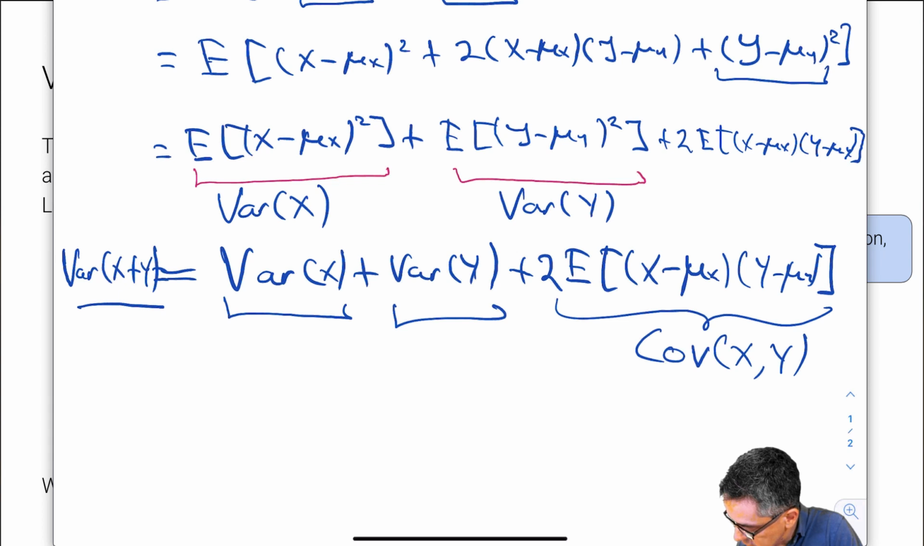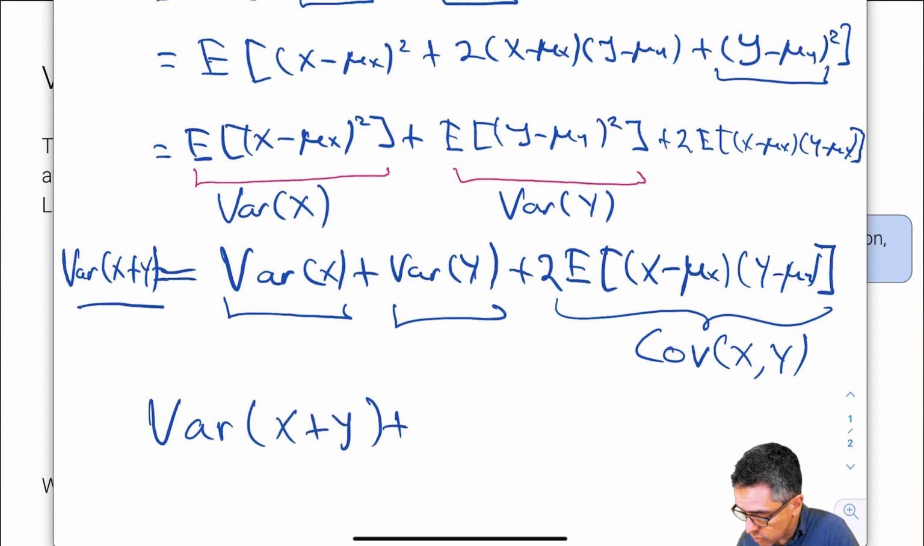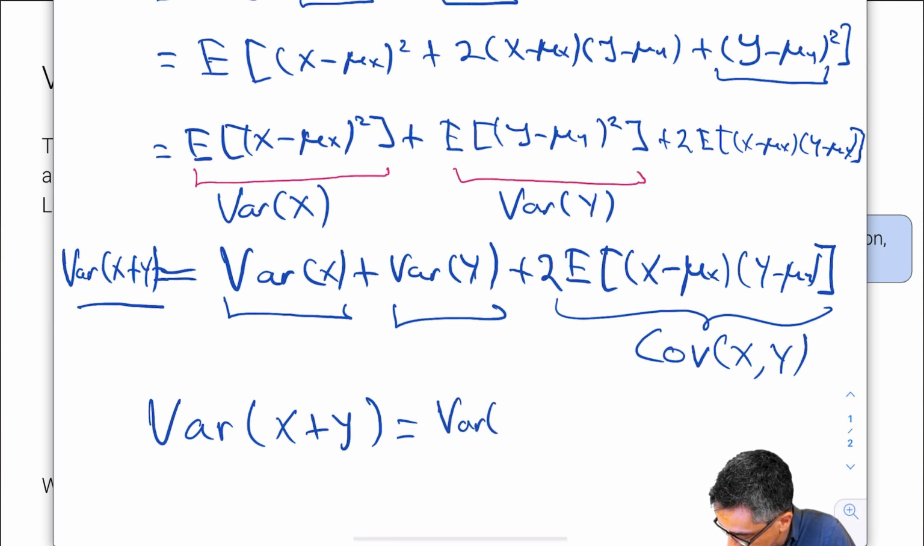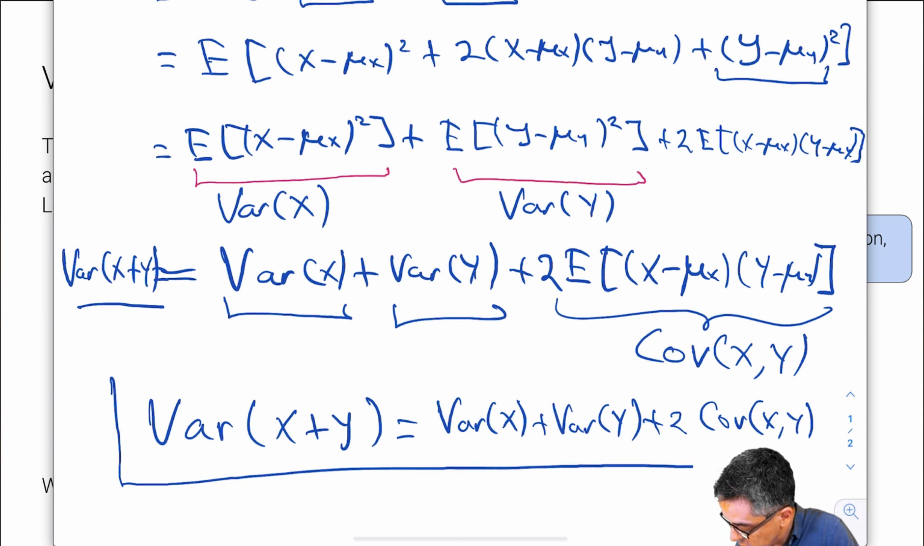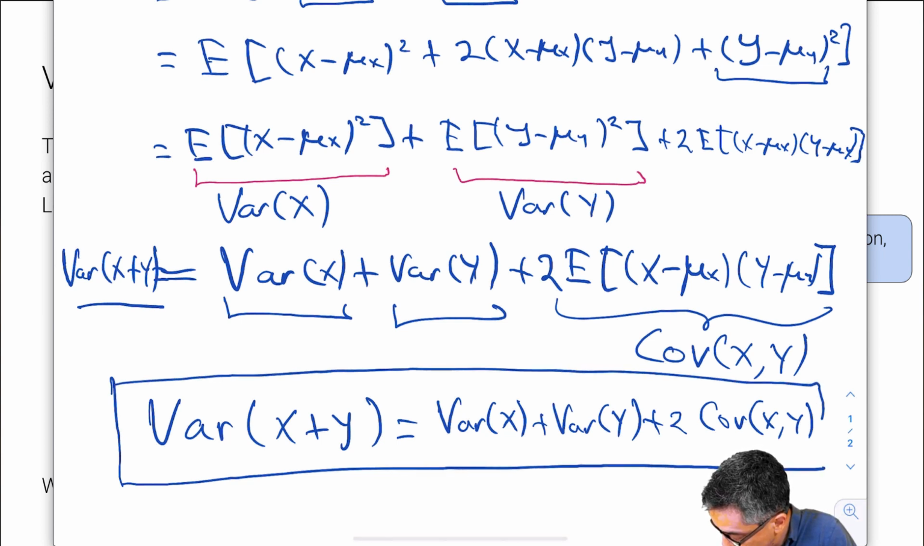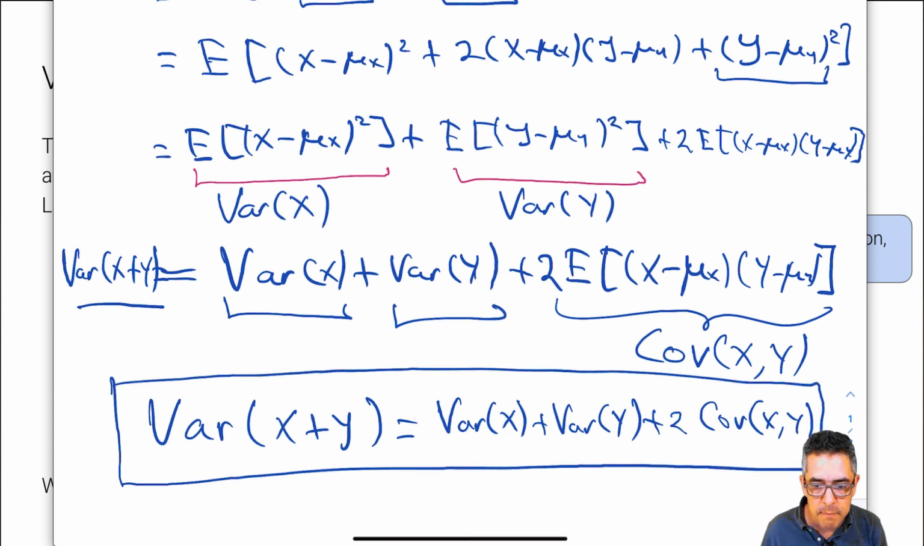So we arrive at our final definition, our final expression, which tells us that the variance of X plus Y, of the sum of two random variables, is equal to the variance of the first plus the variance of the second plus twice their covariance. Okay?